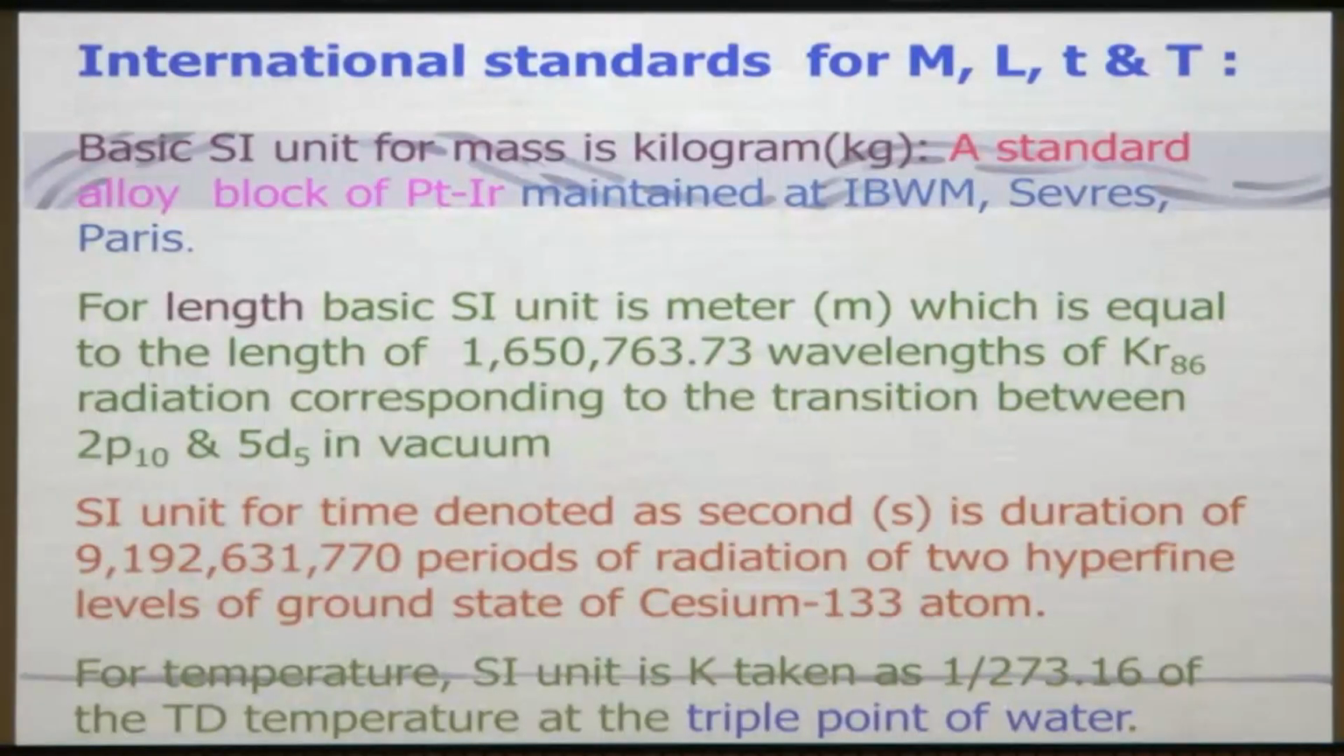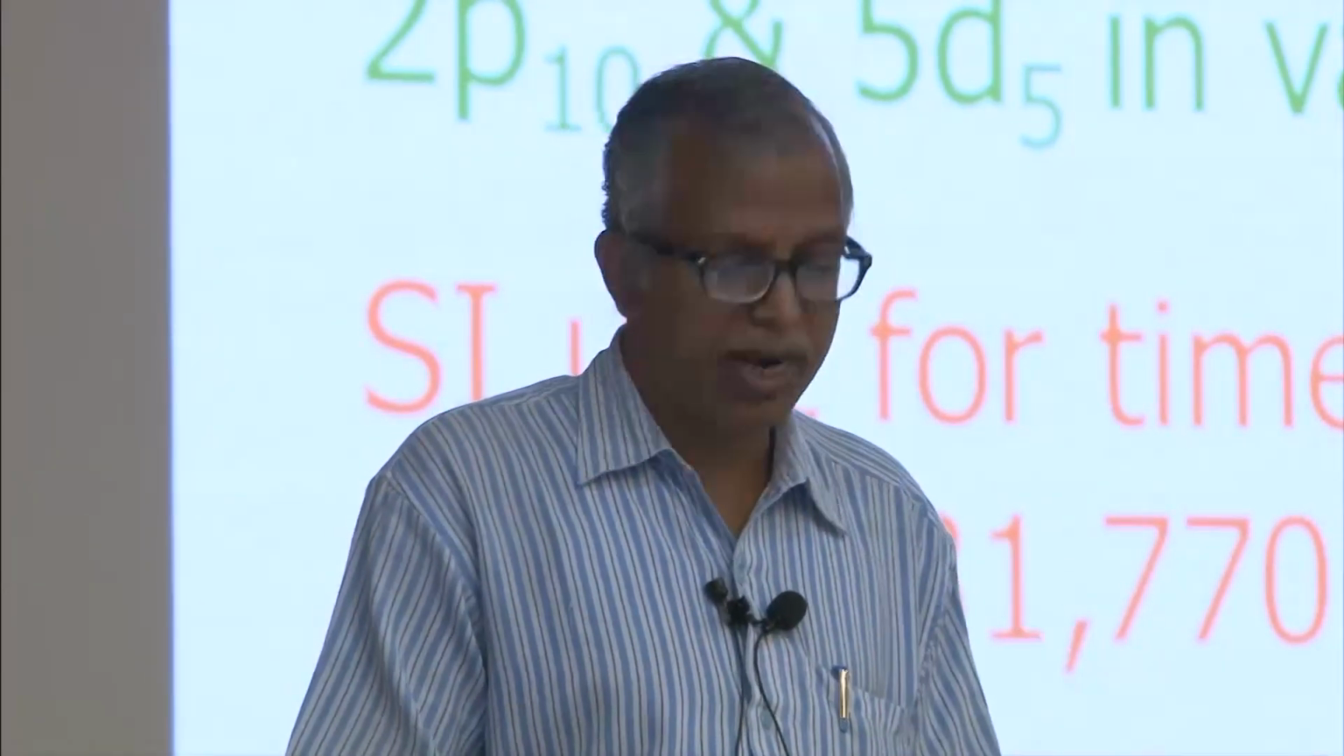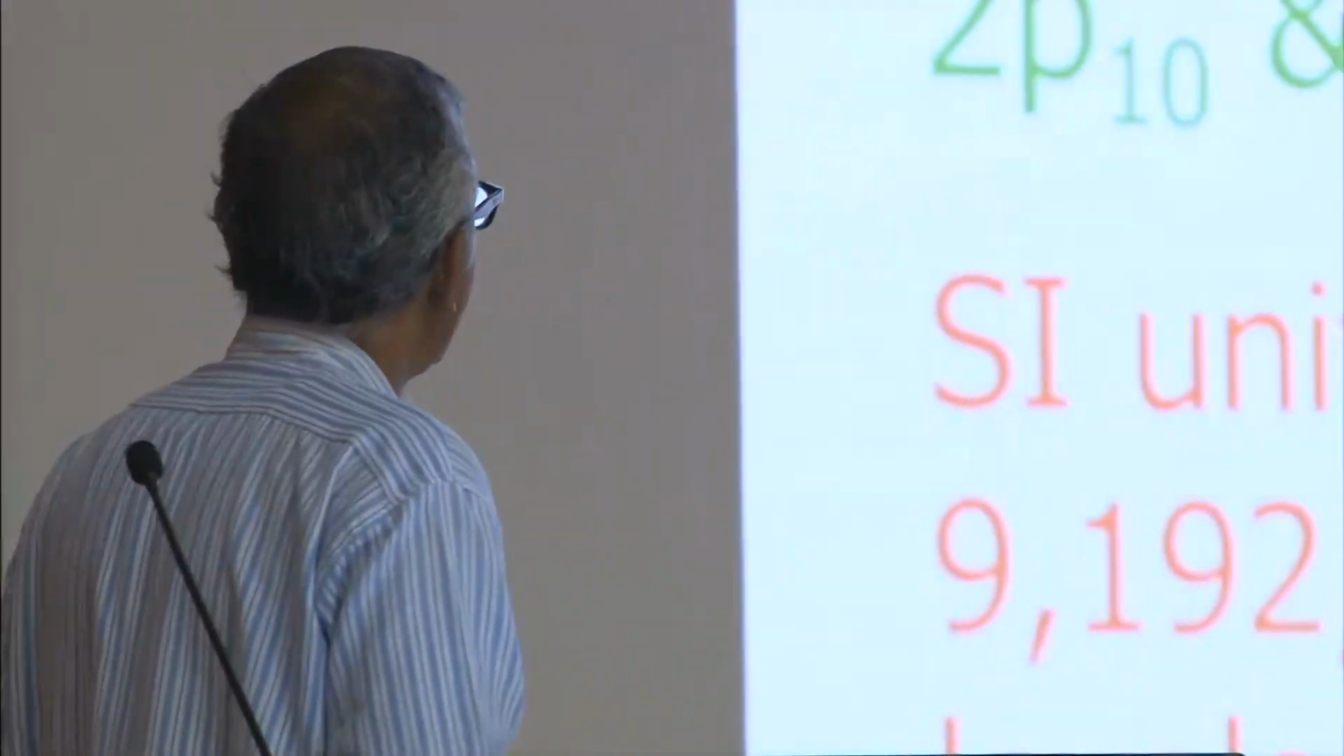So, if you look at the international standards being used for mass, length, time and temperature, these are the standards which are being used. For example, the basic SI unit for mass is the kilogram, a standard alloy block of platinum iridium maintained at the IBWM, the International Bureau of Weights and Measures, at Sevres in Paris. Platinum iridium is kept so that it won't change with respect to time. It is a metal which won't be corroded or eroded.